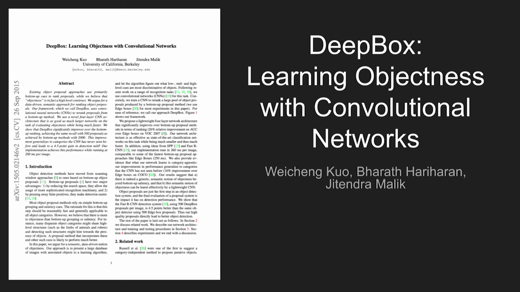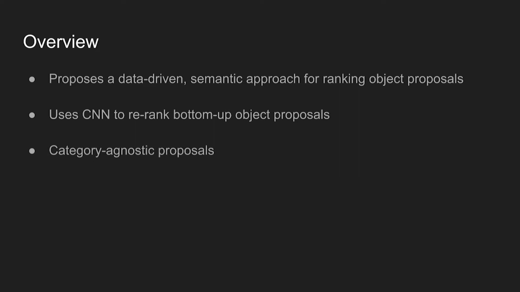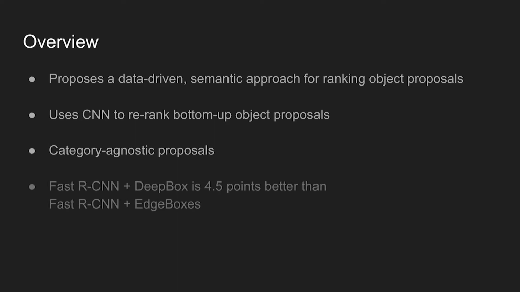Today's paper is DeepBox, Learning Objectness with Convolutional Networks. The method introduces a data-driven semantic approach for ranking object proposals. To do this, it uses 4-layer CNNs to re-rank proposals generated in a bottom-up manner. The object proposals are category agnostic, meaning object class is not considered. It generalizes well even to the unseen object categories.